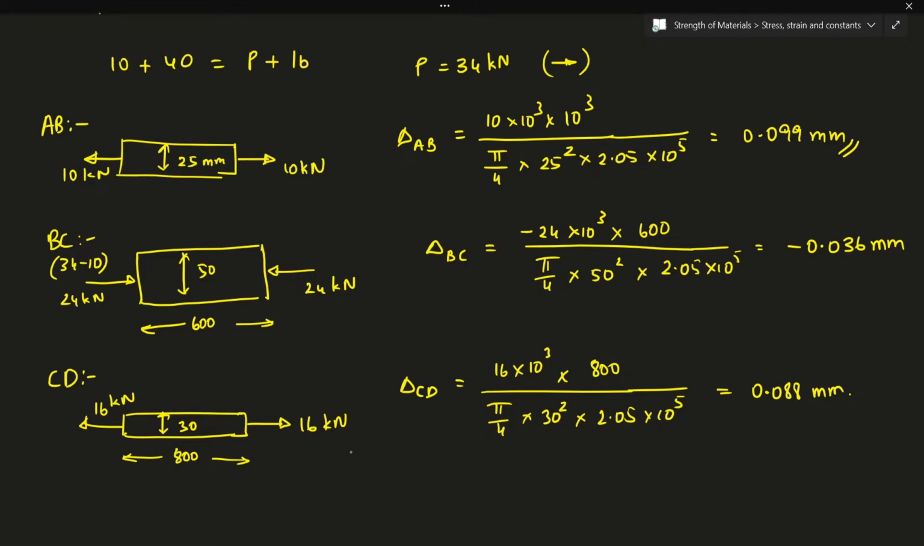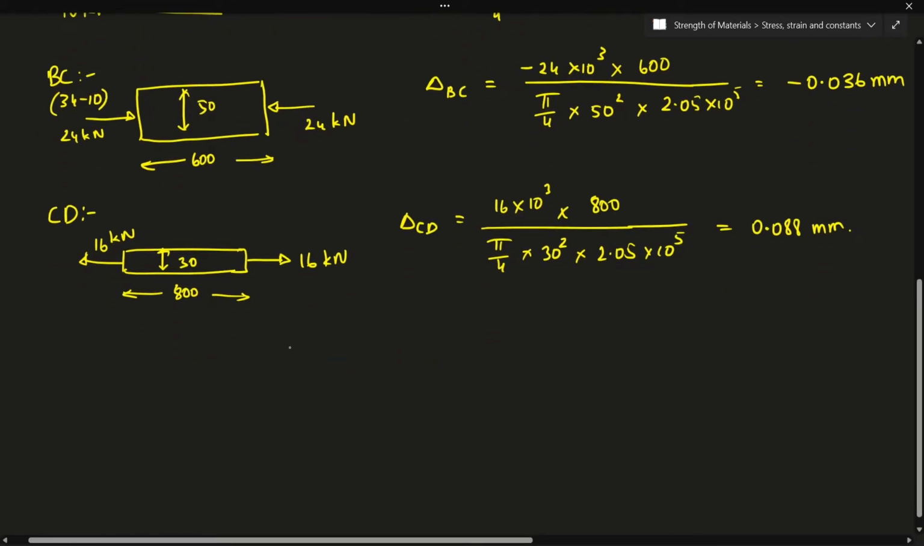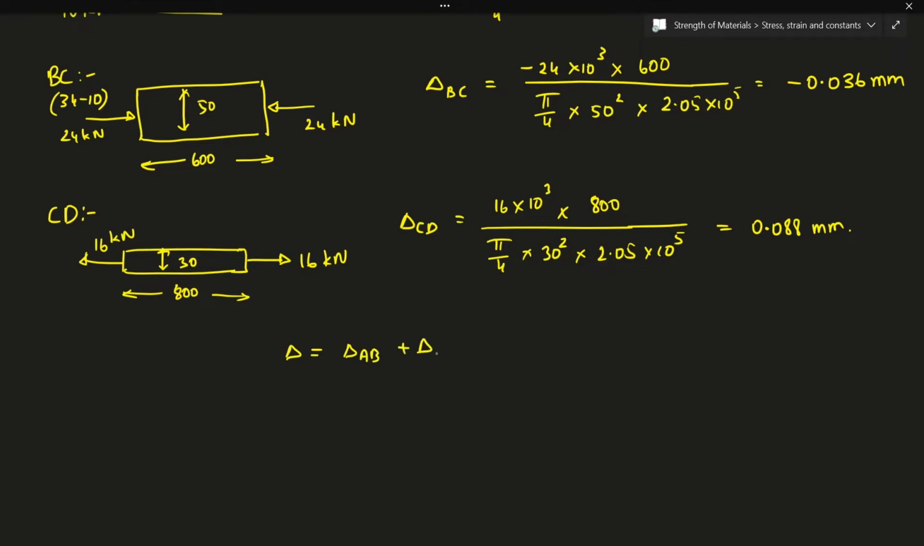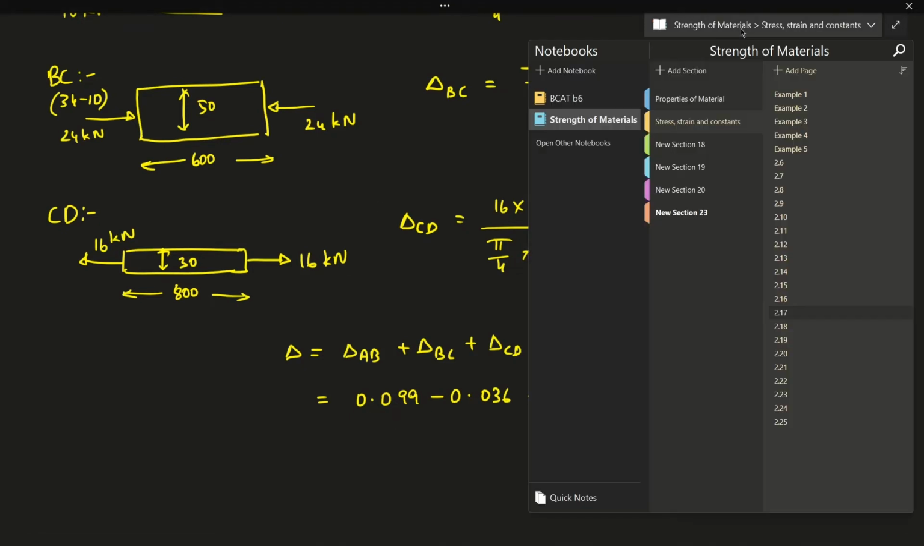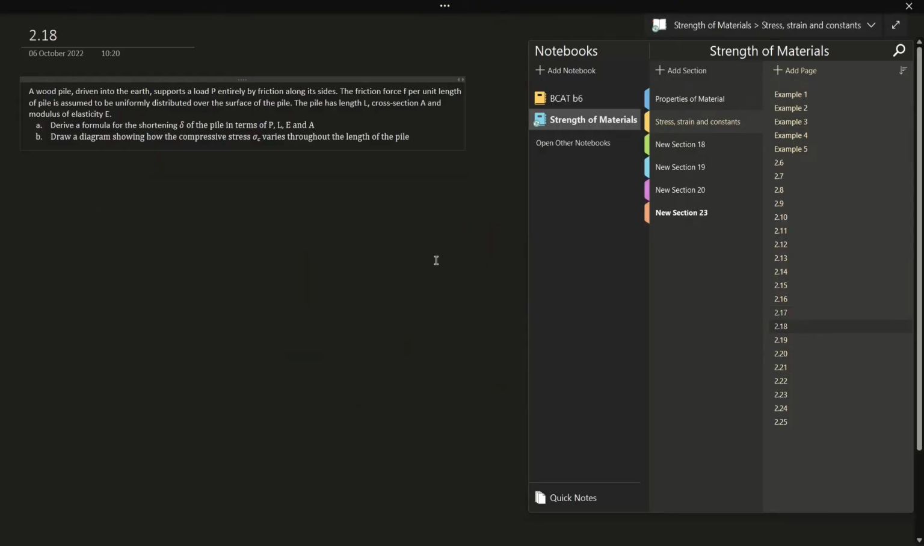Now according to the principle of superposition, the total deformation in the body will be given by delta AB plus delta BC plus delta CD, which is nothing but 0.099 minus 0.036 plus 0.088, which is nothing but 0.151 mm. Right, so moving on to the next question.